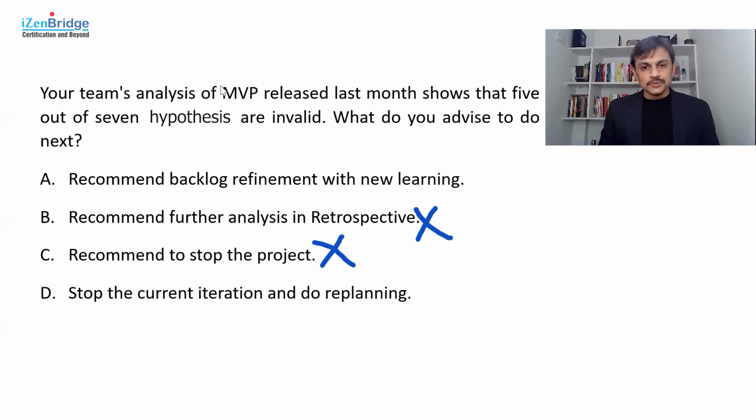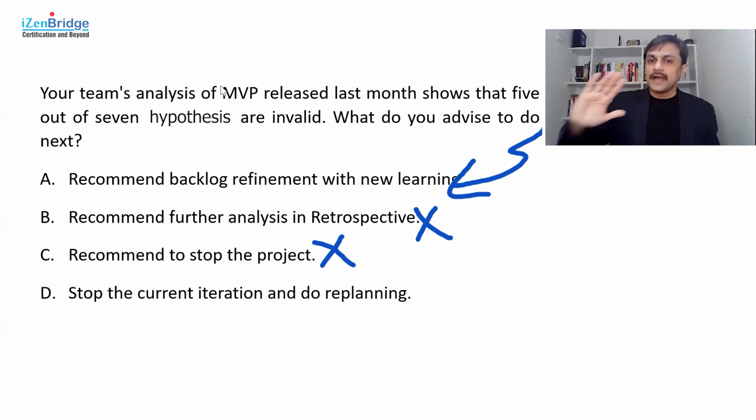Now, stop the current iteration and do the replanning. That's possible. But what should you do before doing replanning? Say I am running a current iteration. I can say, stop, we need to do something new. Okay, you can do that. But what is that new? You need to have a new refined product backlog ready. So you probably focus on option A first before you can think of option D, recommend backlog refinement with new learning. So your advice would be, okay, guys, how does this whole learning or discovery change our path for product development? And that is something which we are going to discuss in a backlog refinement.